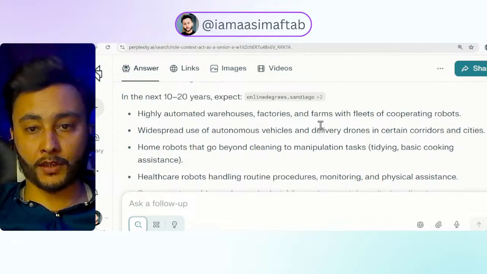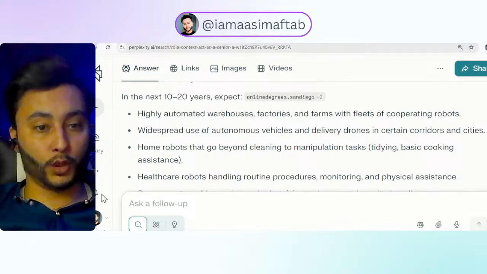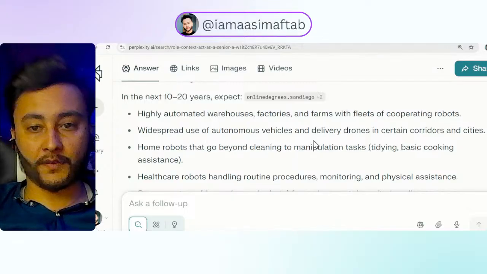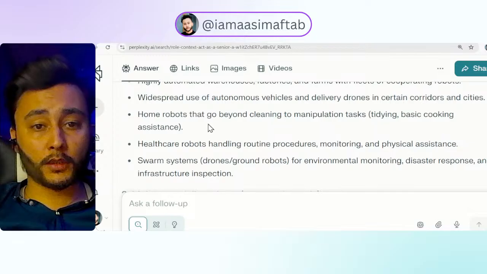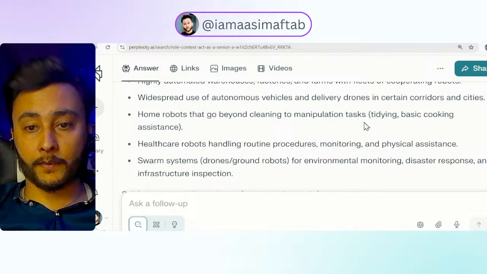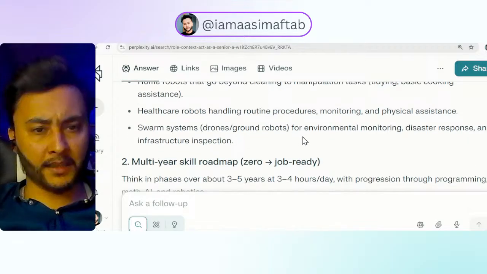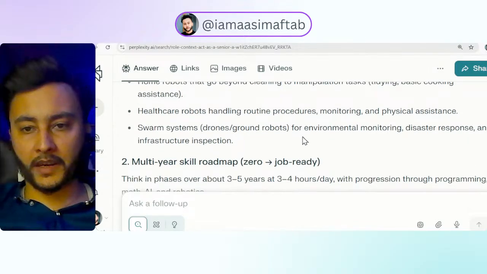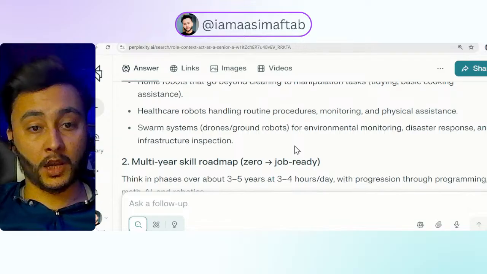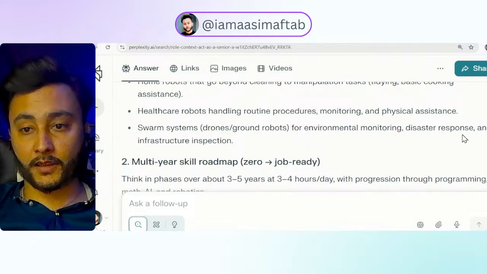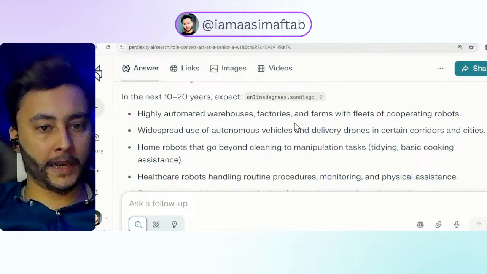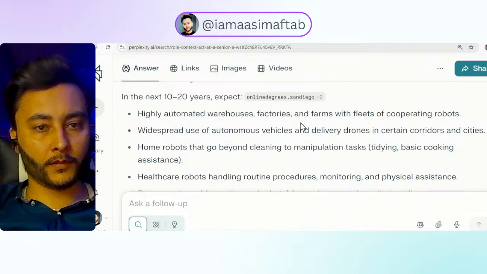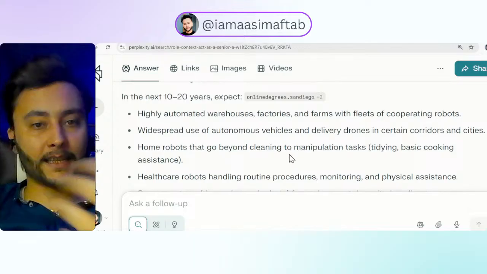Highly automated warehouses, factories, and farms with fleets of cooperating robots. Widespread use of autonomous vehicles and delivery drones in certain corridors and cities. Home robots that go beyond cleaning to manipulation tasks, tidying, basic cooking, and assistance. Healthcare robots handling routine procedures, monitoring, and physical assistance. Swarm systems, drone and ground robots for environment monitoring. As of now we don't know about that yet, but it told us the next 10 to 20 years.